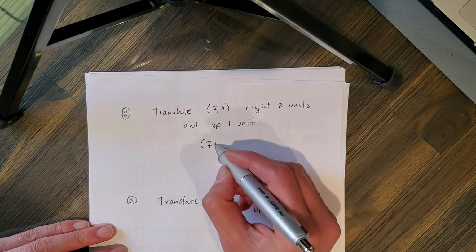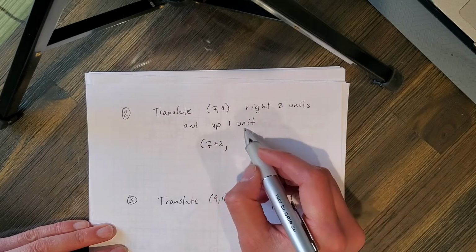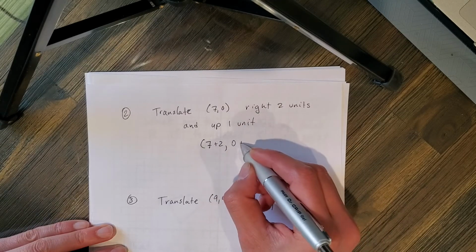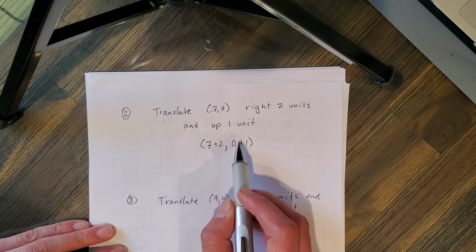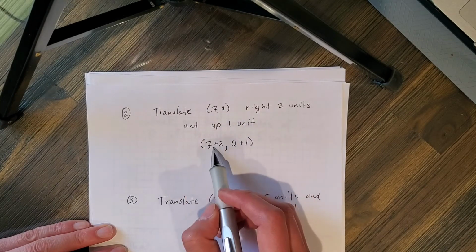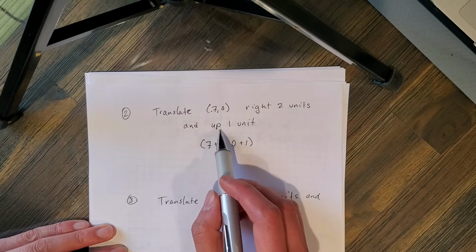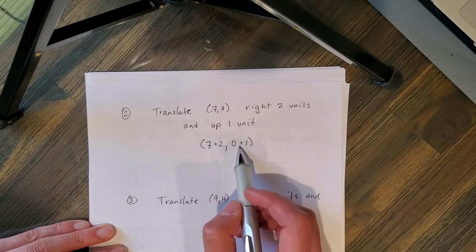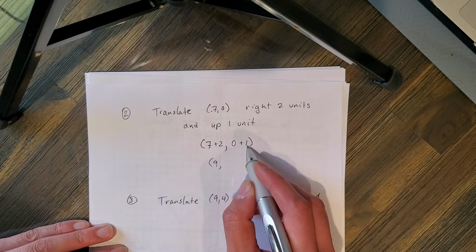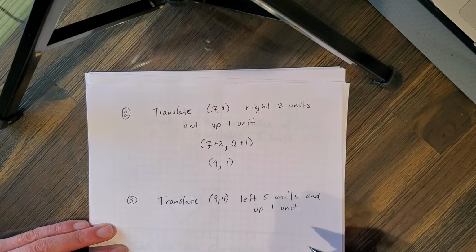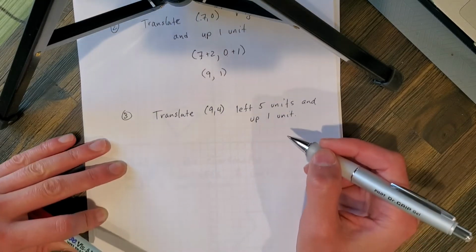Right 2 means plus 2. And then 1 up means 0 plus 1. So notice there's a 7, there's a 0, there's a 7, there's a 0. We're going to translate to the right. So on the x, I'm going to go ahead and add 2. And on the y, I'm going to add 1. So what's 7 plus 2? 9. And what's 0 plus 1? 1. That's it.